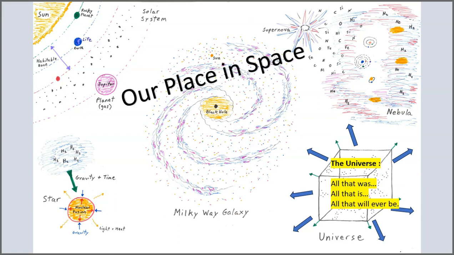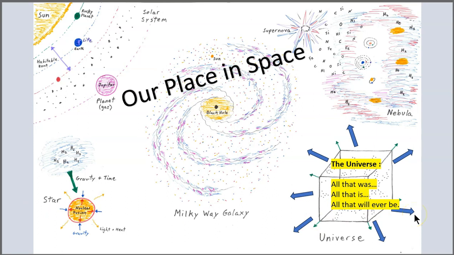And so that's our place in space. We live on one little rocky world orbiting one star in a collection of hundreds of billions of stars that we call the Milky Way galaxy, and our galaxy is just one of a trillion galaxies in the observable universe. And so we'll end with a definition of our universe: all that was, all that is, and all that will ever be.